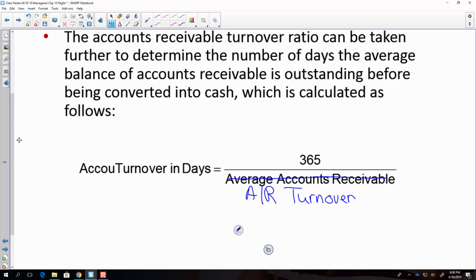We can convert that 12 to days, 30, using the accounts receivable turnover in days. You take 365 days in a year, divided by our turnover rate, 12, that should give you the days that you have your receivables outstanding. So that's an error there. Accounts receivable turnover should be in the bottom. It's correct in my handout.